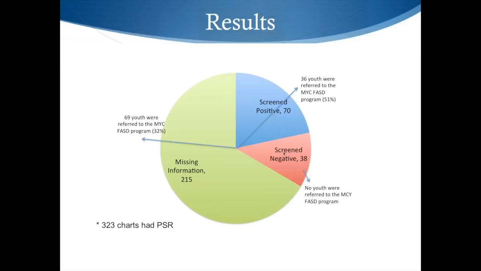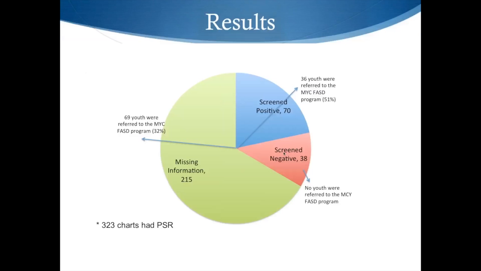So 70 youth were screened positive using the Asante tool, and 36 of these youth were referred to the FASD program using the red flag method. 38 were screened negative using the tool, and none of these youth were referred to the program using the red flag method. And 215 youth had missing information, and out of these, 69 youth were referred to the program.